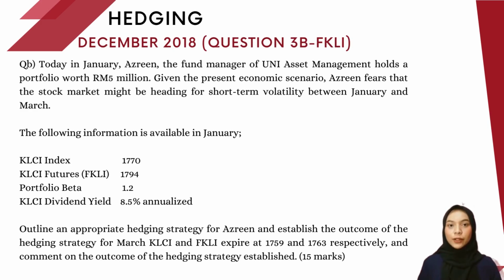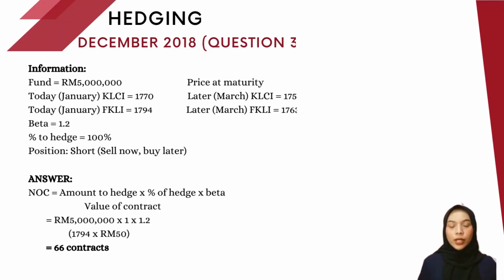Firstly, I will explain how to calculate the hedging question, where we chose the partial question December 2018, question 3B. Before we proceed to calculate the effective price, we need to list down all the information given. Based on the question, the amount of fund is 5 million. Today January KLCI is 1770. Today January FKLI is 1794. Then the price at maturity, later March KLCI, is 1759. Later March FKLI is 1763 and the beta given is 1.2.